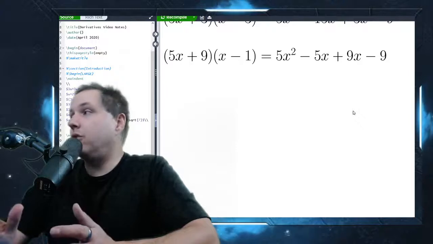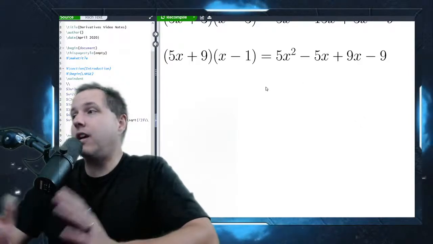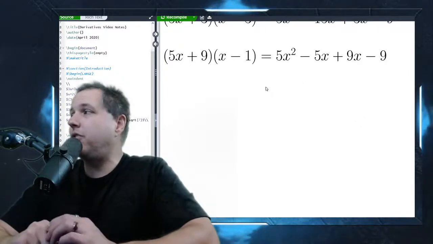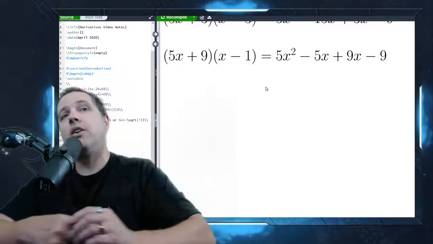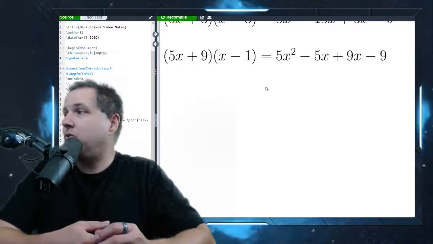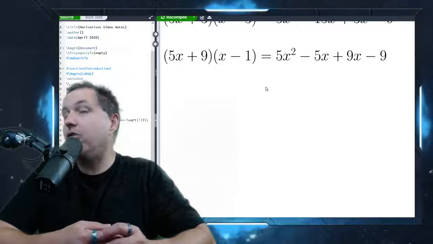So it's up to you. For trinomials, you can use guess and check. You can use that factor by grouping method that we looked at. Either one, totally legitimate. Just depends what your brain prefers.